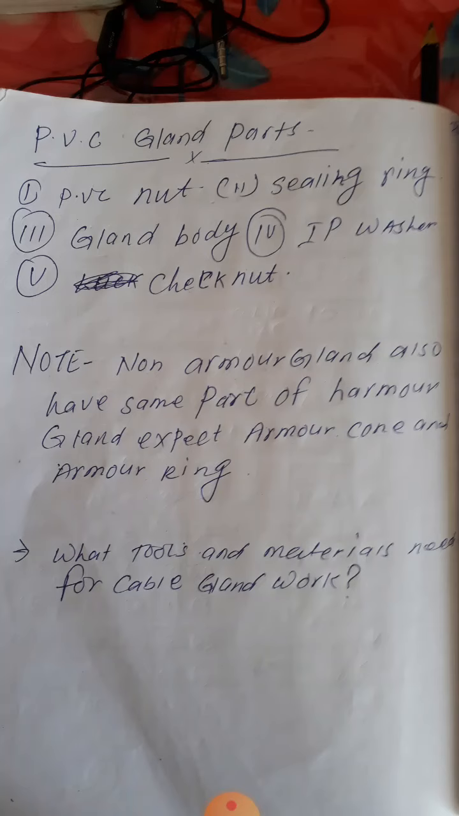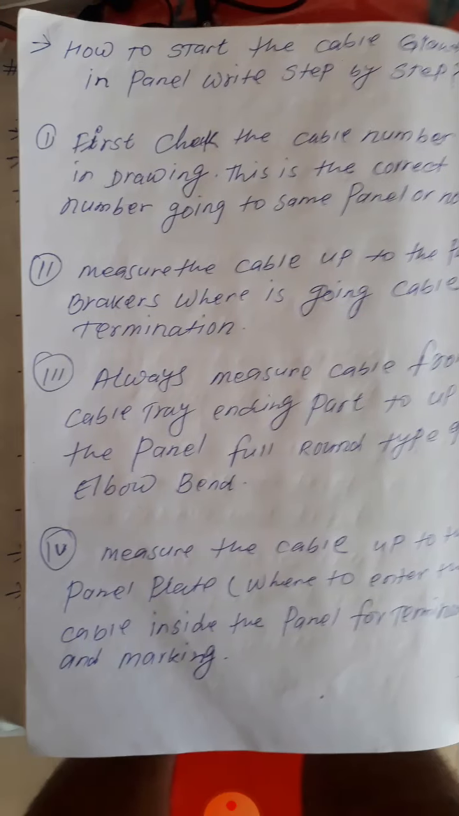And first, you need the drawing. Without the drawing, you cannot go there; check the cable number and which panel it is going into. First, check that the cable number matches the panel number. After it is correct, you can start the gland. If it is not correct, do not start. Okay, so these are the tools and materials you need first. Prepare the tools and materials, and then go and start the work.